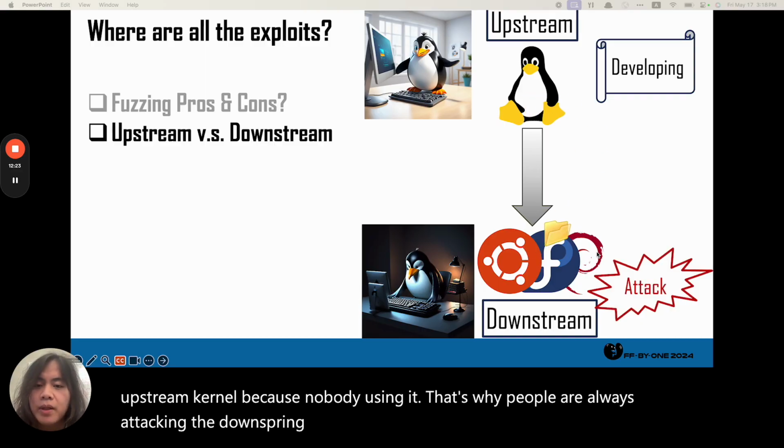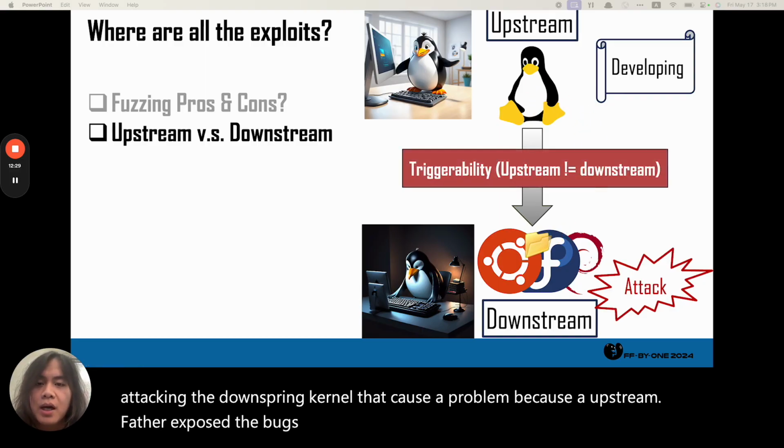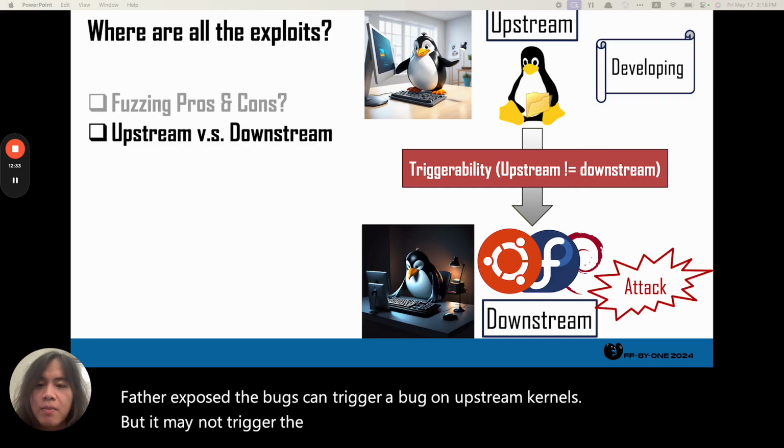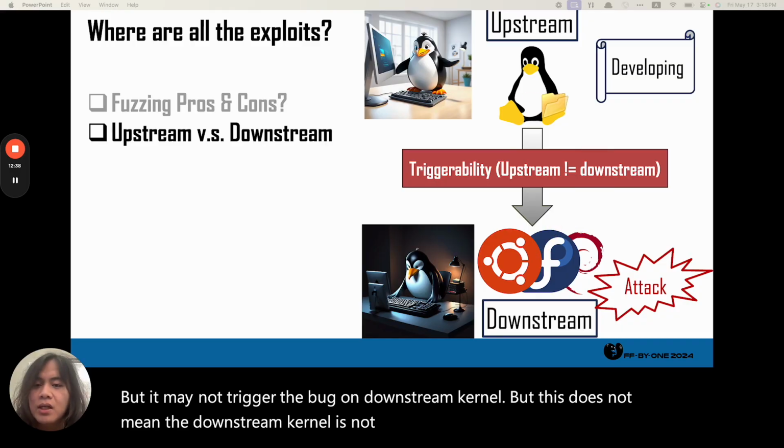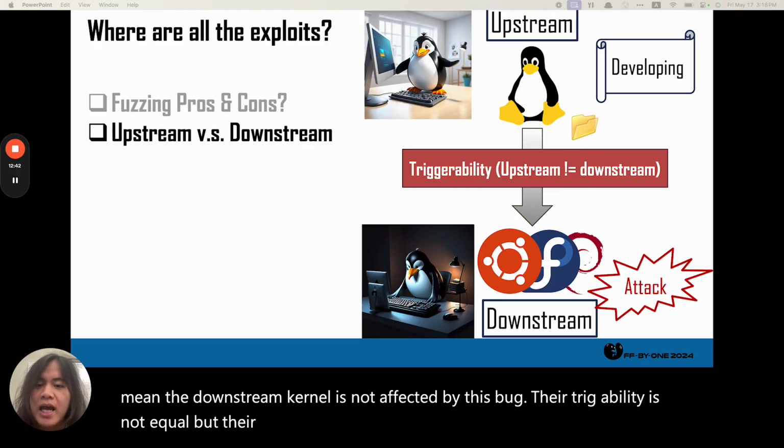That causes a problem, because a bug exposed by an upstream fuzzer can trigger on the upstream kernel, but it may not trigger on the downstream kernel. But this does not mean the downstream kernel is not affected by this bug. Their triggerability is not equal, but the POC can be adapted to downstream to make it triggerable.